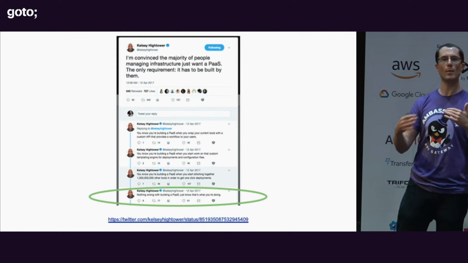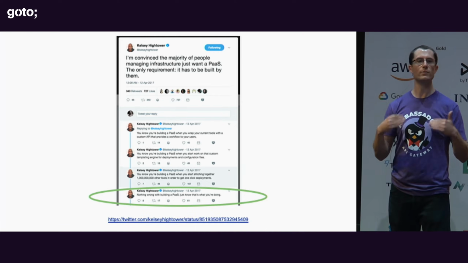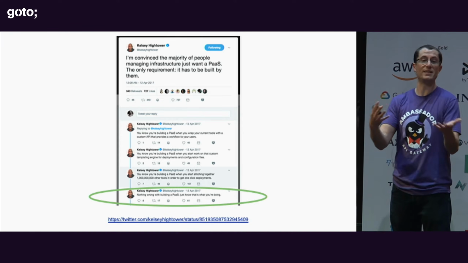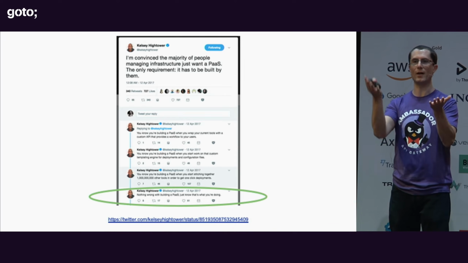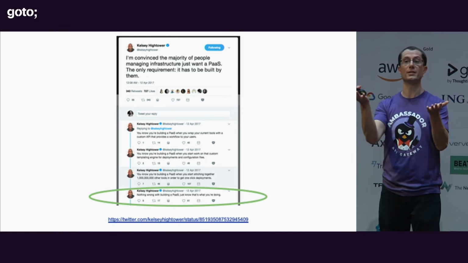We need to recognize when we're working on bits of the platform that don't directly give business value, if you like. Do we recognize the trade-off that they're going to cost us some money, but are they going to help us in the future by reducing friction?